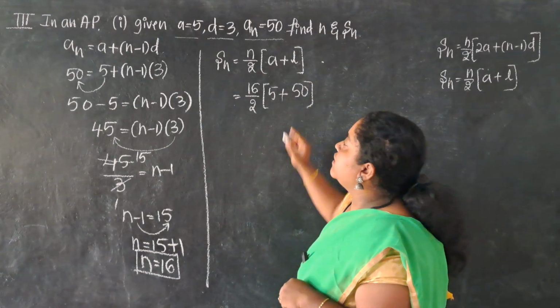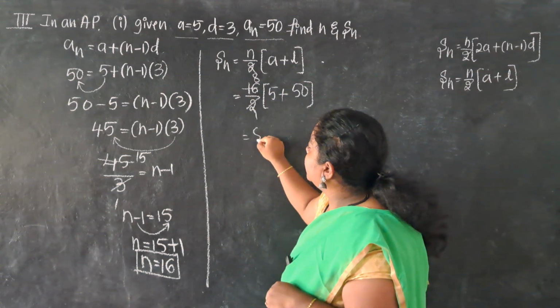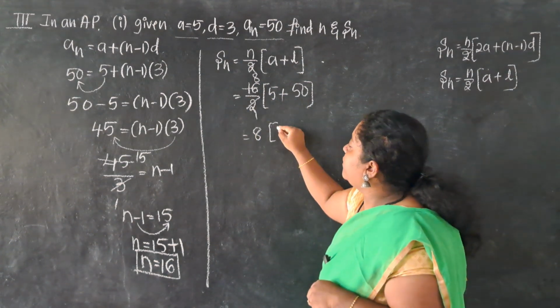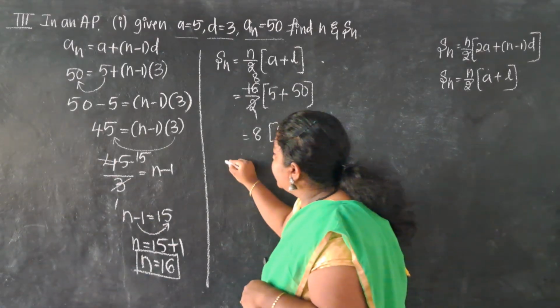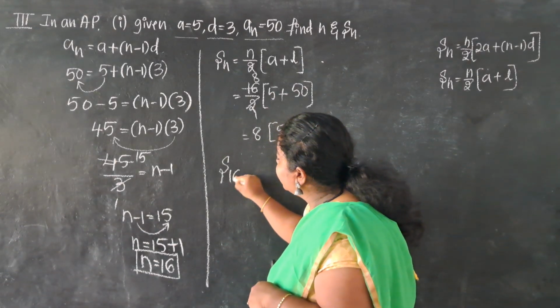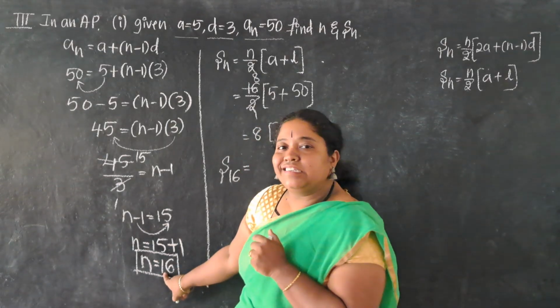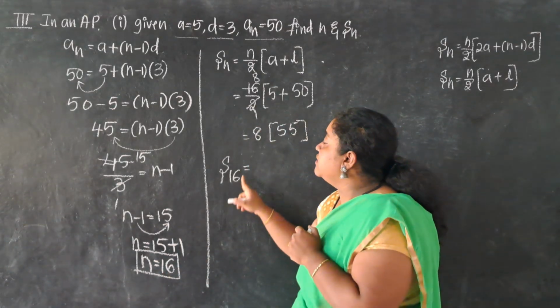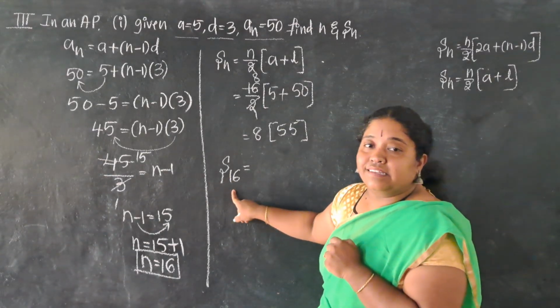Okay, 5 plus 50. 2 ones are 2, 8 twos are 16, I got here 8 into bracket 50 plus 5, which will become how much, dears? 55. Now dear, can I write Sn as S16? Why? Because now we are talking about 16 terms and I am calculating the sum of 16 terms. So I can represent it as S16.